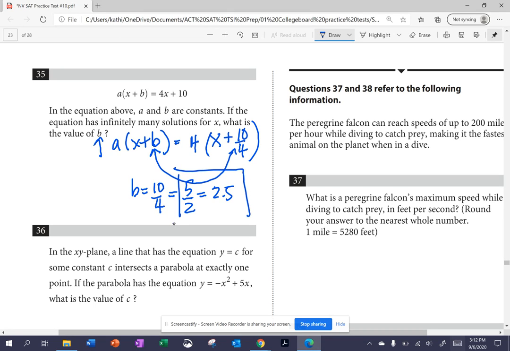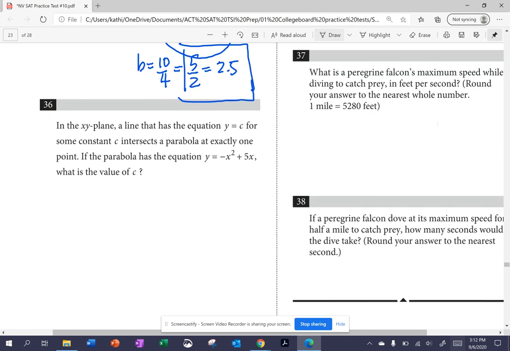I would think you'd have to have the simplified answer of either 5 over 2 or 2.5, so it doesn't matter if you do a fraction or a decimal, but I suspect the fraction has to be simplified. I'm not sure, so that's what I would do. 36.